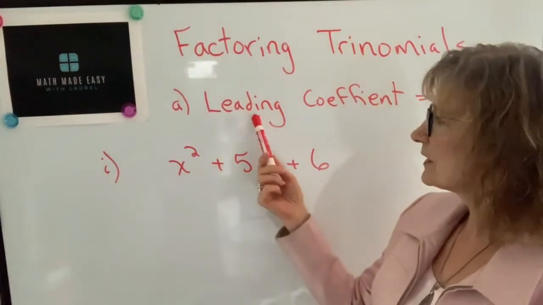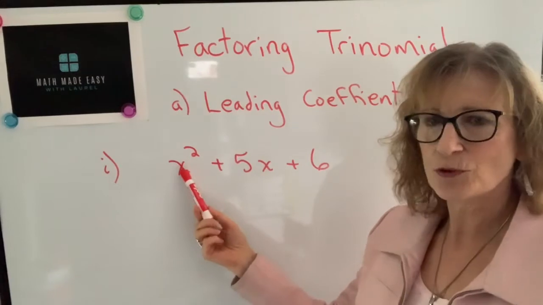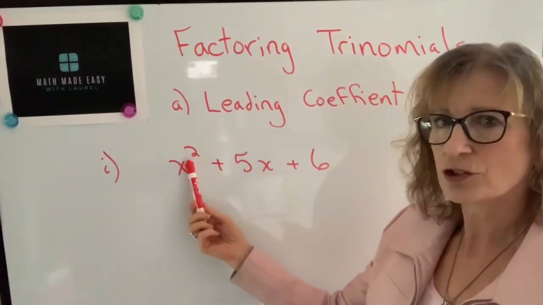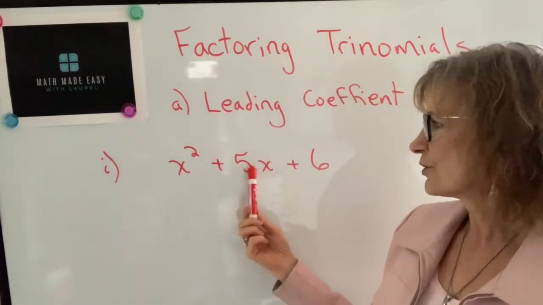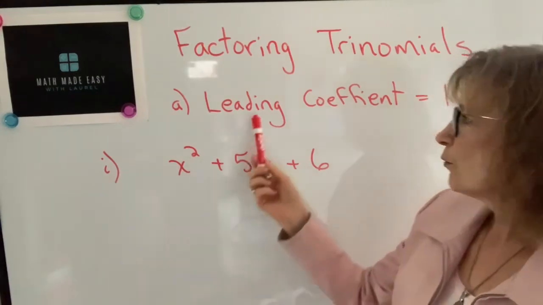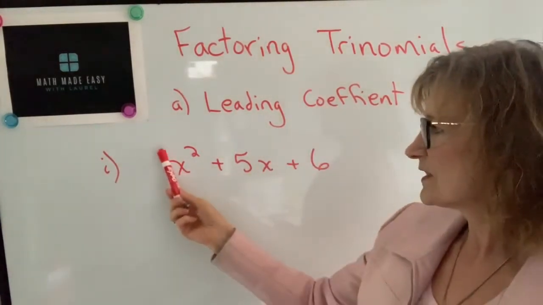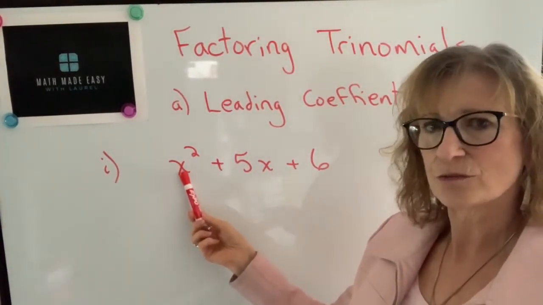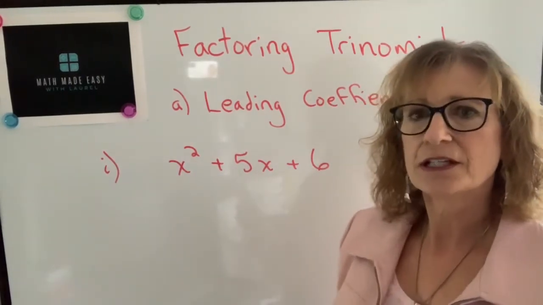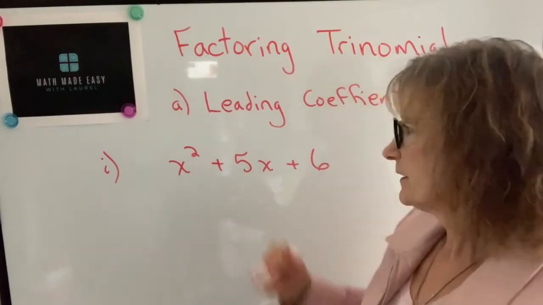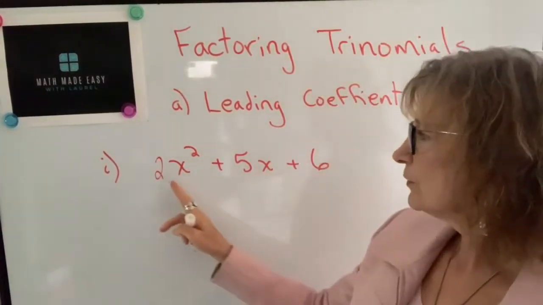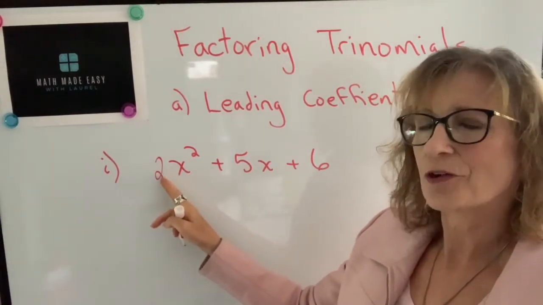So leading means the first. If you were to put this in descending order of the degrees, the x squared term needs to be first, then the x term, and then the constant. So this is the leading term. When the coefficient of this leading term is equal to 1, in other words, there is no coefficient, then the process is a little bit different than if I had a trinomial whose leading coefficient was some other number other than 1.